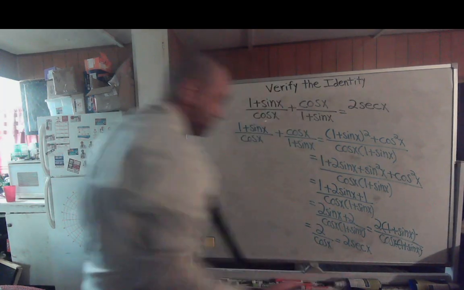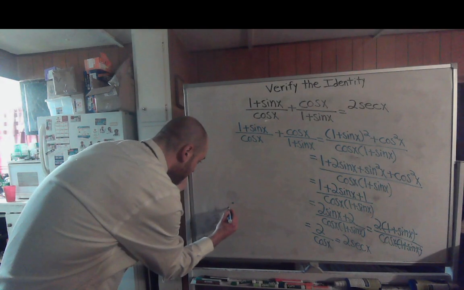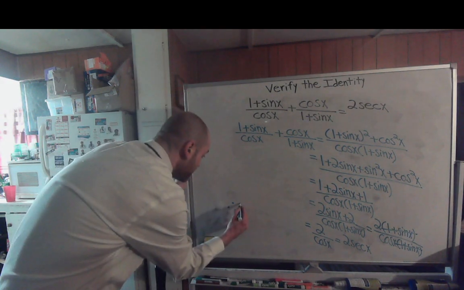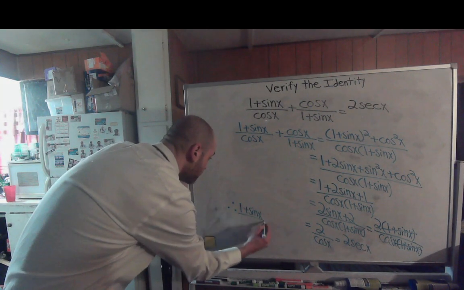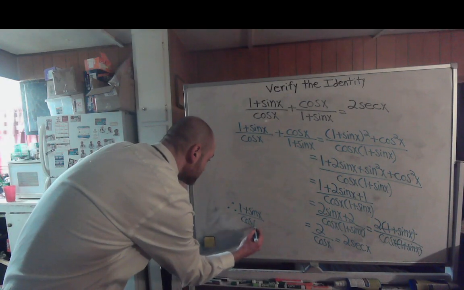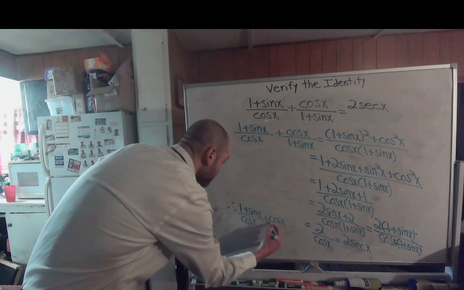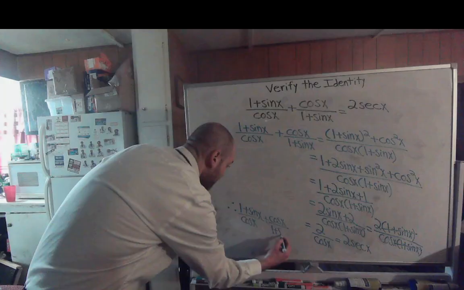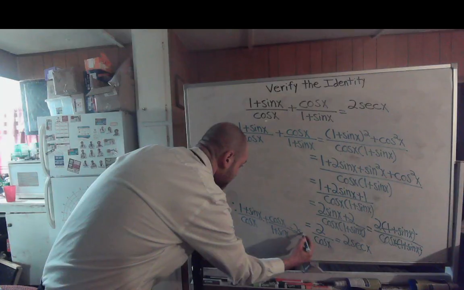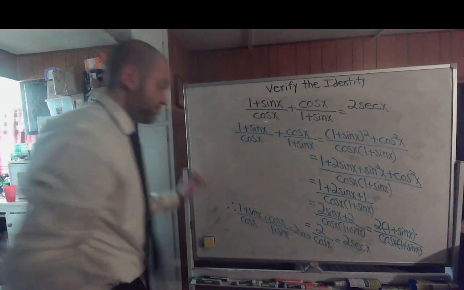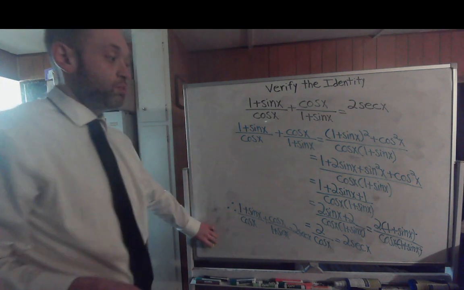So that one was a bit long, but we got it. Therefore, we can say that (1 plus the sine of x) over the cosine of x plus the cosine of x over (1 plus the sine of x) equals 2 secant of x. So there we go, there's our proof. And I've got just one more.